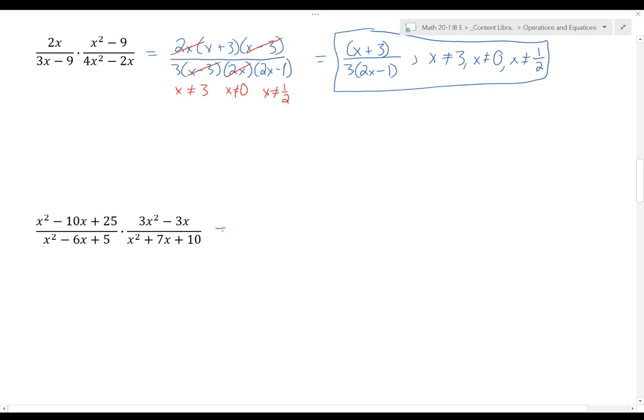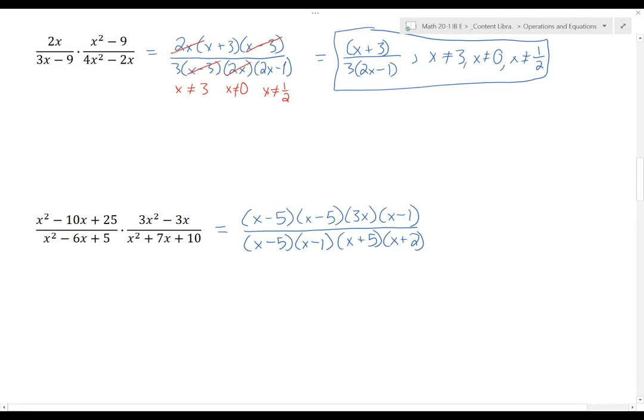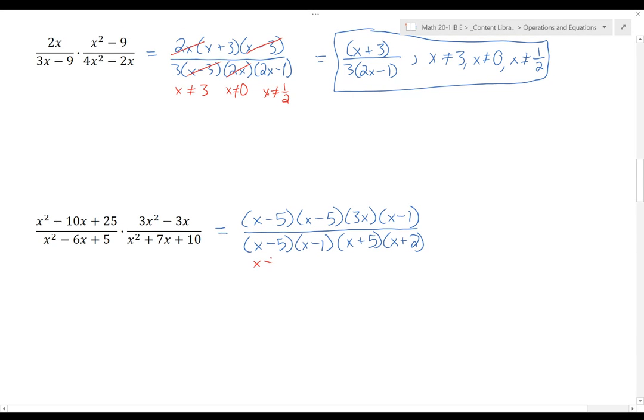And finally, factoring this one, we get x minus 5 times x minus 5 times 3x times x minus 1. And in the denominator, we have x minus 5 times x minus 1 times x plus 5 times x plus 2. So in this case, our non-permissible values, x does not equal 5, x does not equal 1, x does not equal -5, and x does not equal -2.